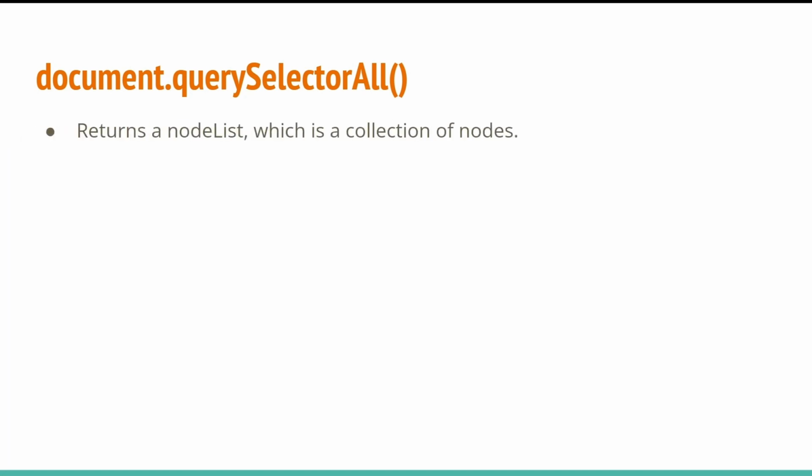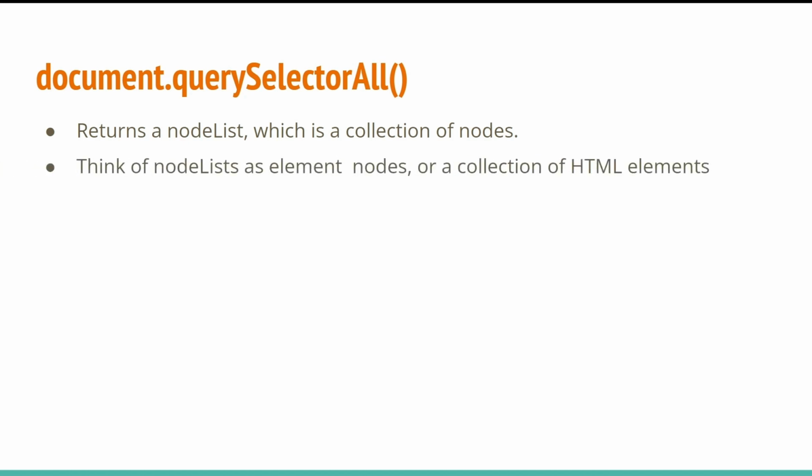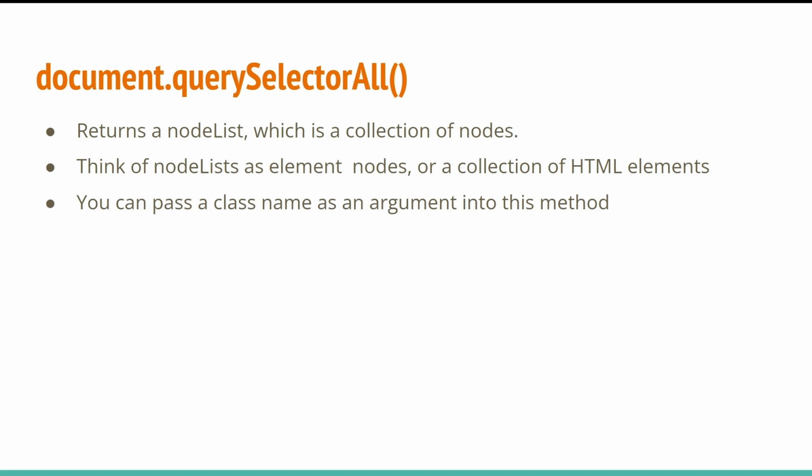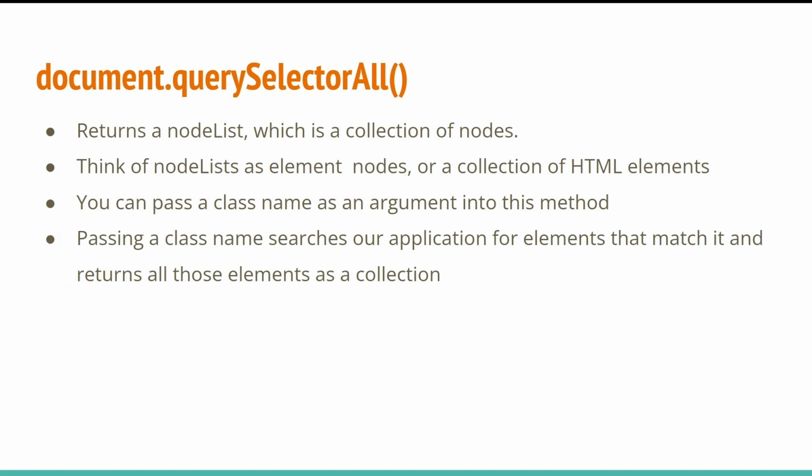So what is this querySelectorAll method? Well, this will return something called a node list. And a node list is a collection of nodes. Nodes can also be element nodes. So we can refer to node lists in our case as a collection of HTML elements. You can pass a class name as an argument to this querySelectorAll method. This will search your application for all elements that match this particular class name that you pass, and then it will return the elements as a collection. It should also be noted that this node list that is returned can be looped over like an array.